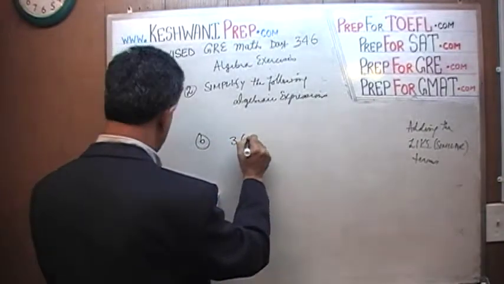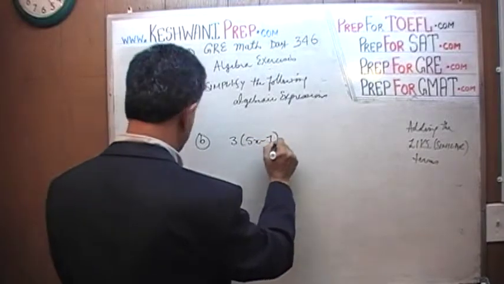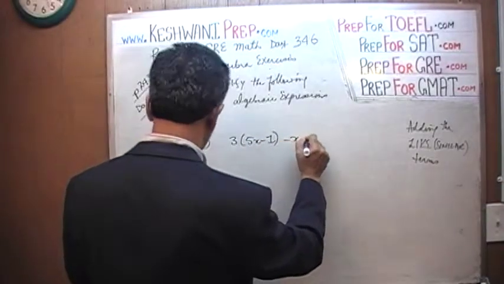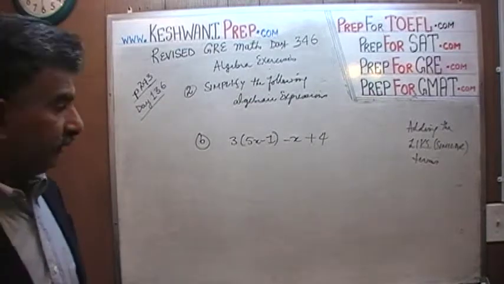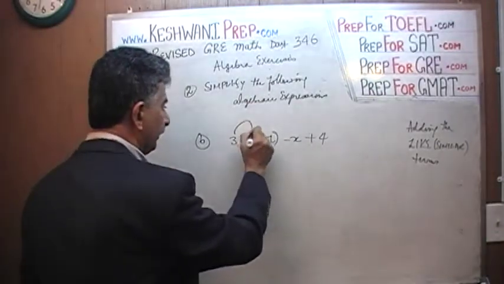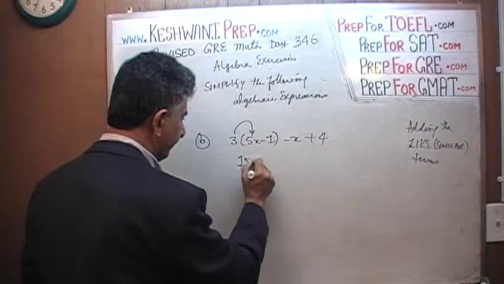Three times (5x minus 1) minus (x plus 4). Let's see what we can do here. The first thing we have to do is open the parentheses. 3 times 5 is going to give us 15x.